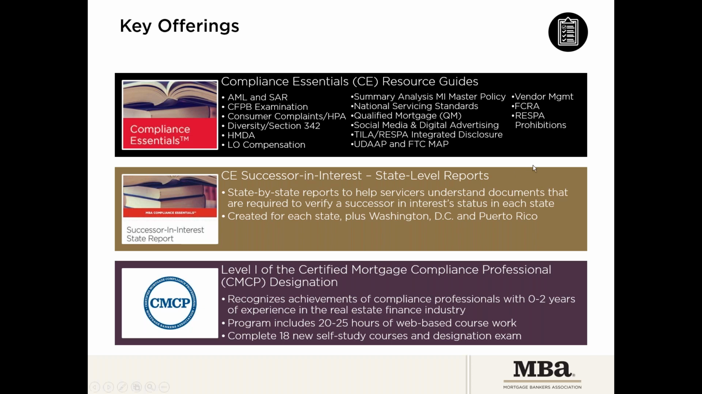We have also recently launched 2 state-level products, which is a new endeavor for Compliance Essentials. One that you'll see here in the middle is our successor in interest reports. There are 52 separate reports, which includes Washington, D.C. and Puerto Rico, detailing the documents and steps that a servicer needs to take to verify a successor. Depending on your servicing footprint, members can purchase one state or up to 52, and the price of the reports is on a sliding tiered scale depending on how many you purchase.